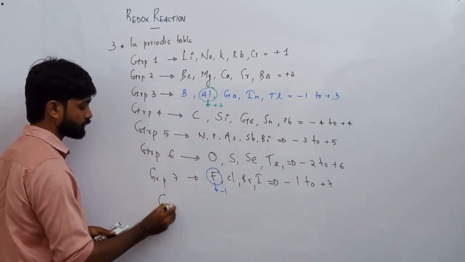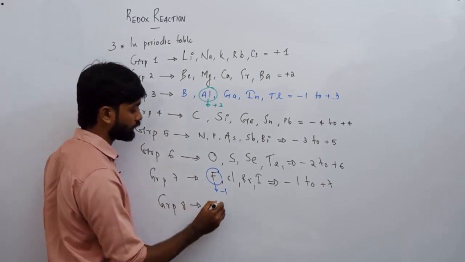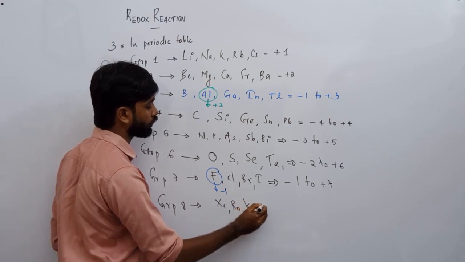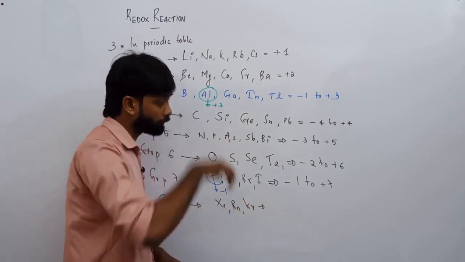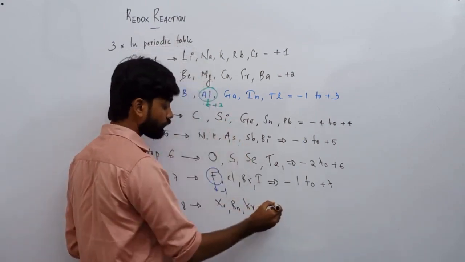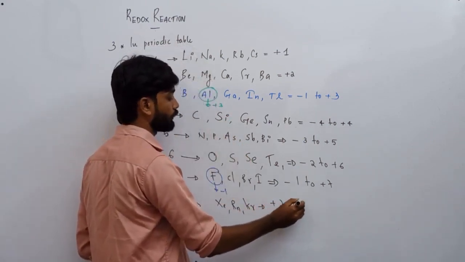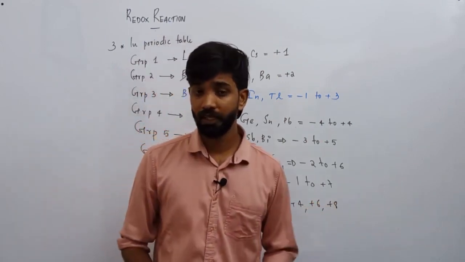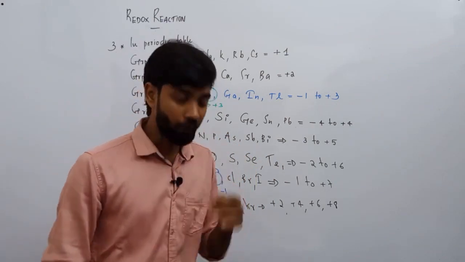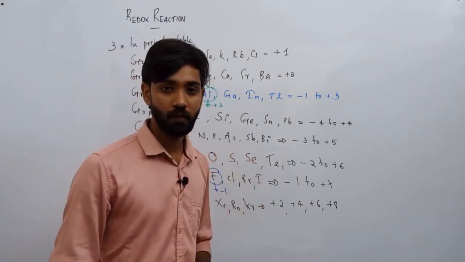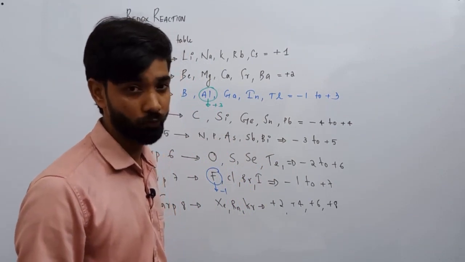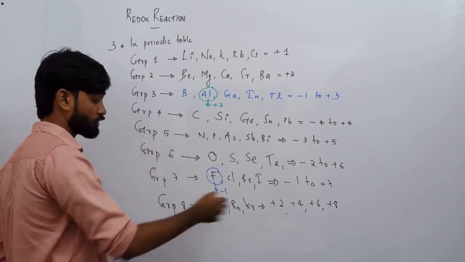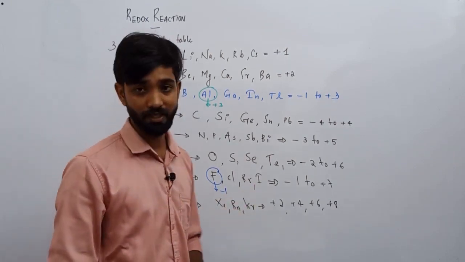And what about group 8? Group 8 means the 18th group. I think you know that in group 8, xenon, radon, krypton can form compounds, but not helium, neon, argon. And they can show +2, +4, +6, +8, and so on. I think you are familiar with XeF2, XeF4, XeF6, and XeO4. It's not XeF8, it's XeO4. So the oxidation states are +2, +4, +6, +8.